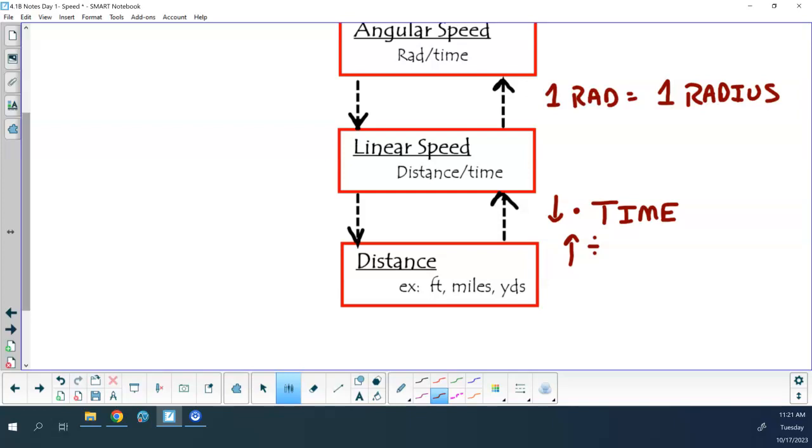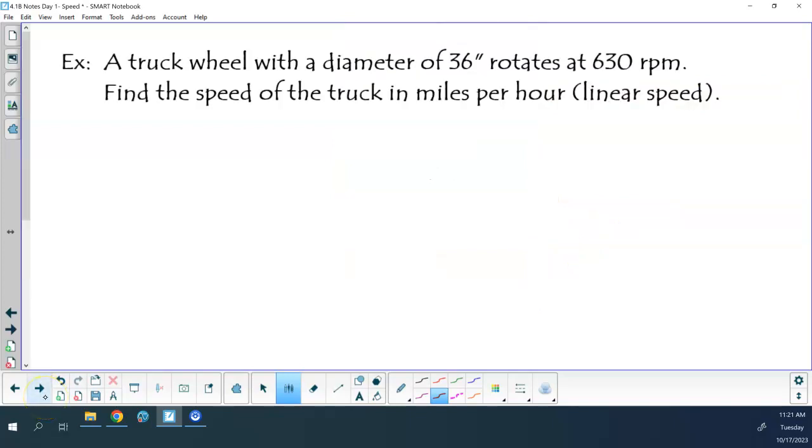Fantastic. Okay? Let's talk truck wheels. A truck wheel with a diameter of 36 inches. Zoe, there's your inches thing again, so totally okay with it. Okay? 36 inches rotates at 630 RPM. RPM, remember, is revolutions per minute, which puts us in rotational speed. Because rotational speed is revolutions over a certain amount of time.